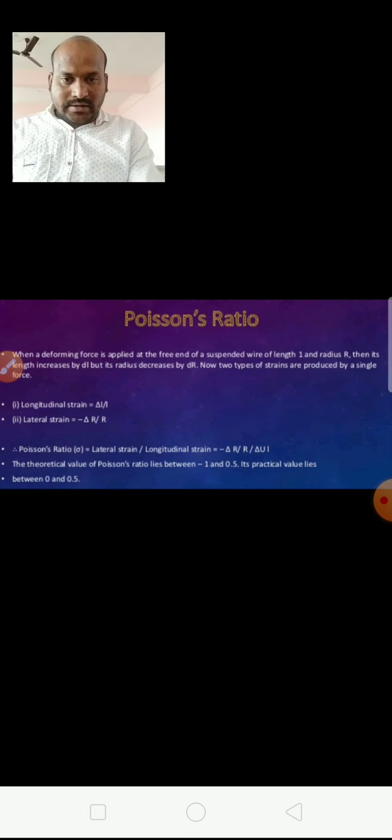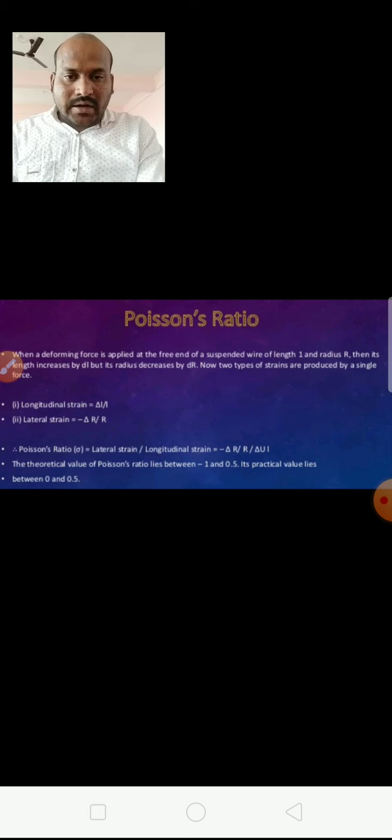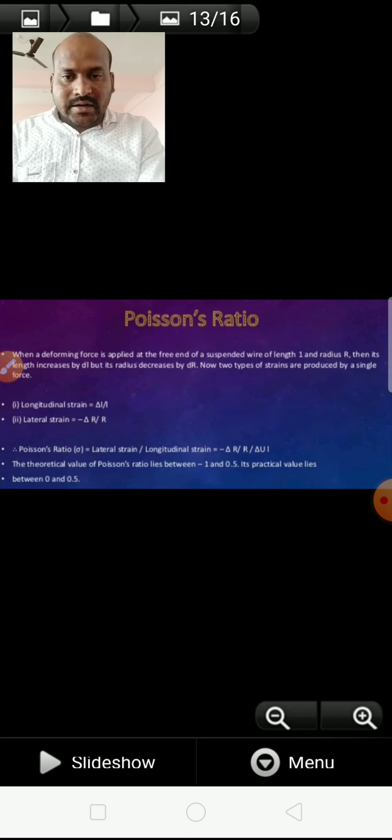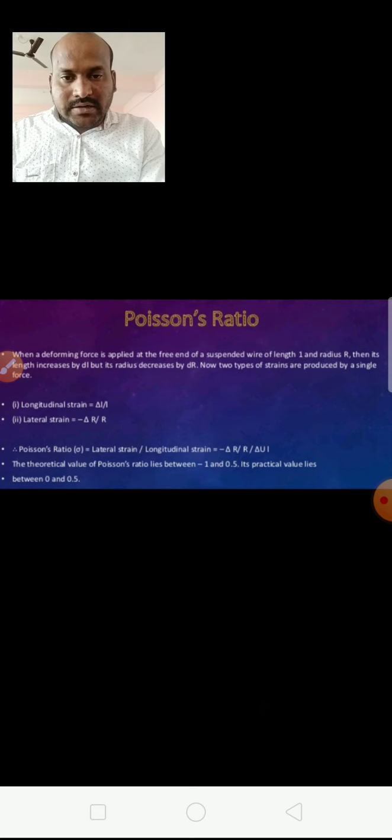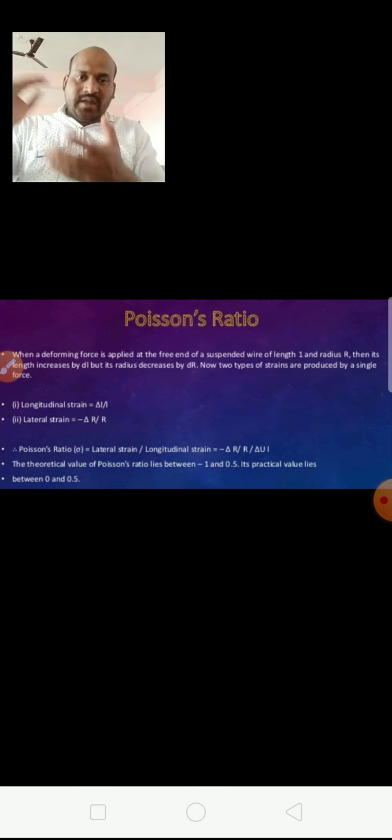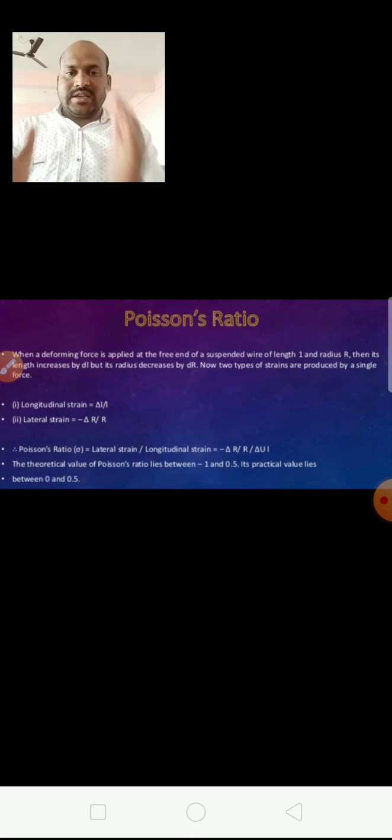So look at that slide. When a deforming force is applied at the free end of the suspended wire, as I told before, if the length is 1 meter and the radius is r, then its length increases. That length increase, the change of length, is dl, but its radius decreases. Before, if the length increases, automatically the diameter decreases, so we represent that decrease as dr.